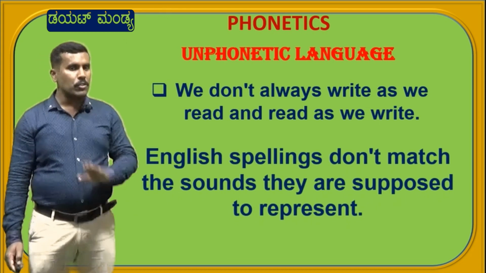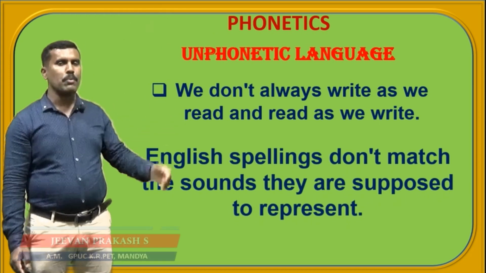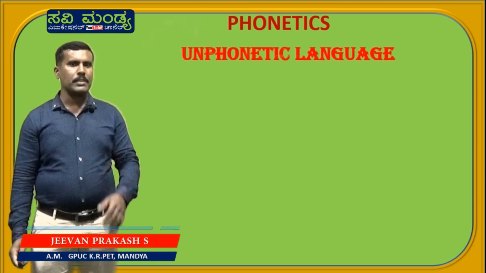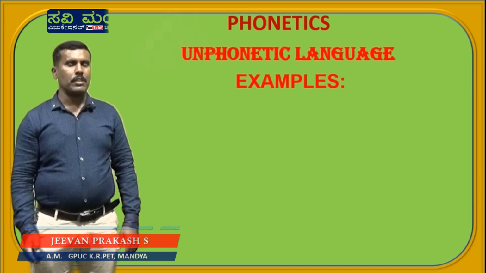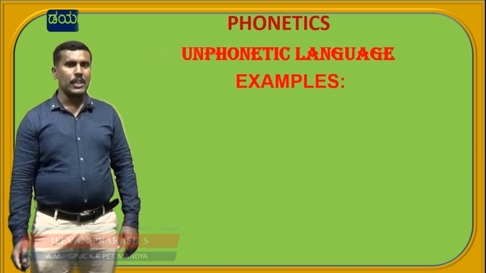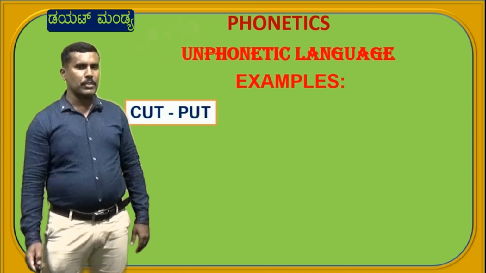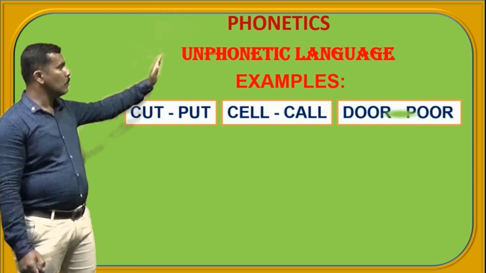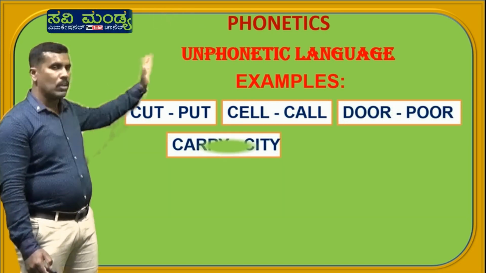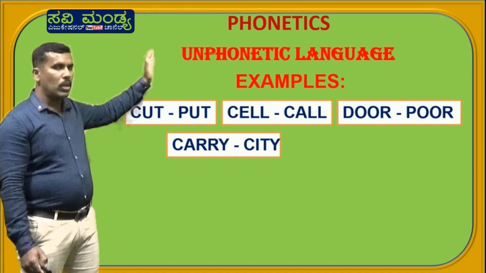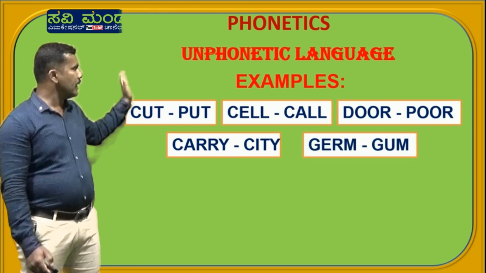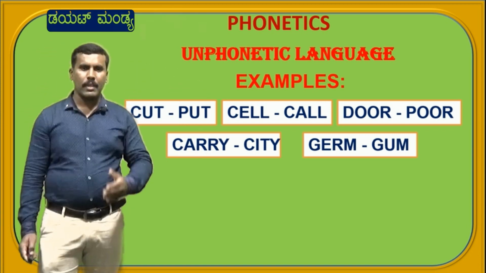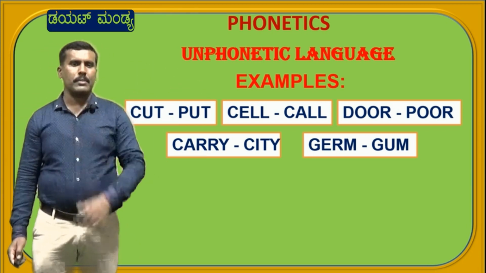English spellings do not match the sounds they are supposed to represent. Let us have some examples from English language to understand English as unphonetic language. We have some words here: cut, put, sell, call, door, poor, carry, city, germ and gum. Let us take cut and put.